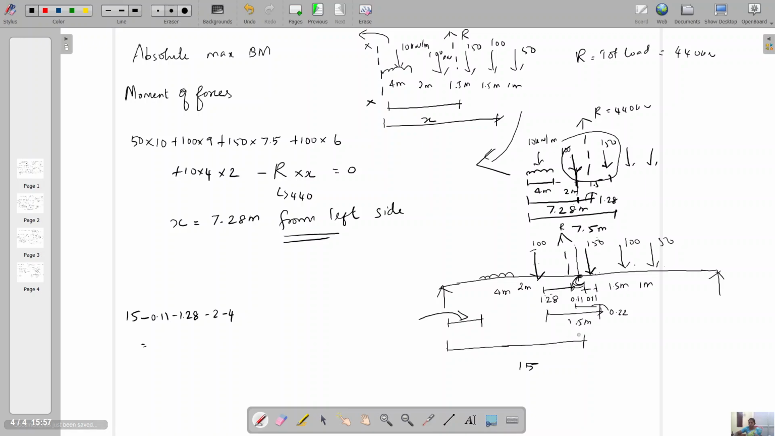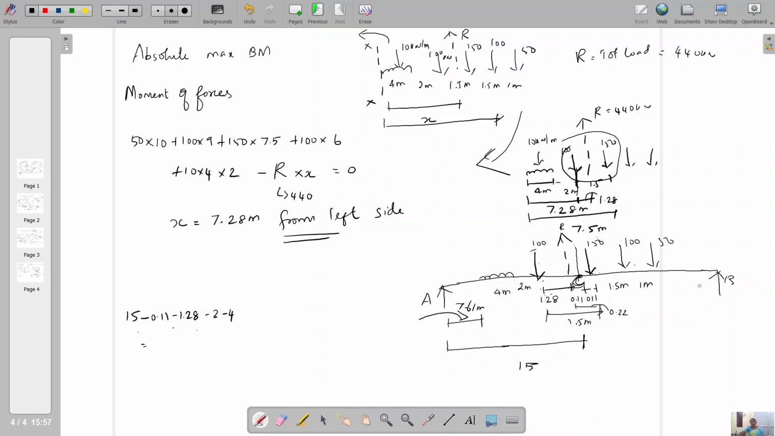How can we calculate the centroidal distance? Center of the beam is 15, minus this 0.11, because the distance between the resultant and the critical load is 0.22. If you divide it by 2, it is 0.11. So 15 minus 0.11, and this distance is 1.28, minus this 2 and minus this 4. So if you calculate 15 minus 0.11 minus 1.28 minus 2 minus 4, it is equal to 7.61 meter, from A.